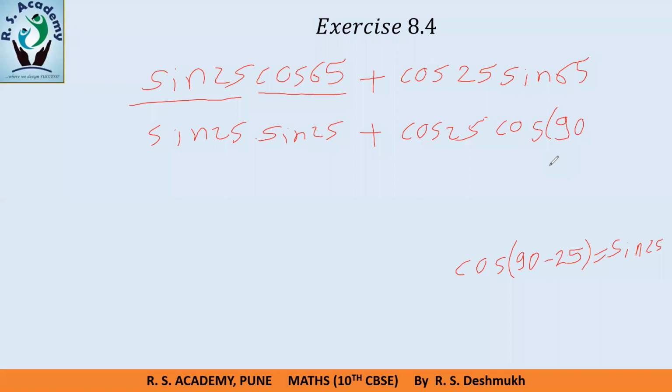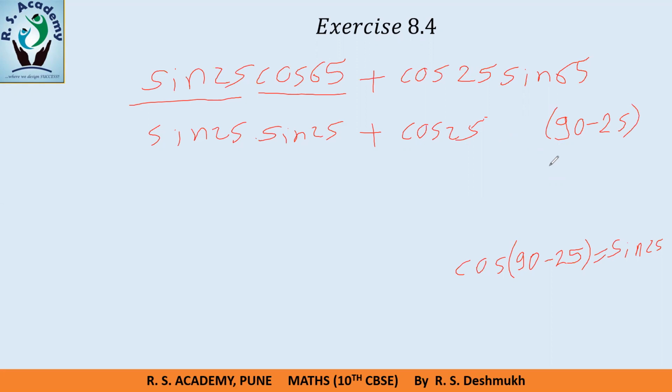I will write it directly now, friends, instead of writing this every time. So what does it become? Cos of 90 minus 25. This is what? This is cos of what? Yes, anyone?